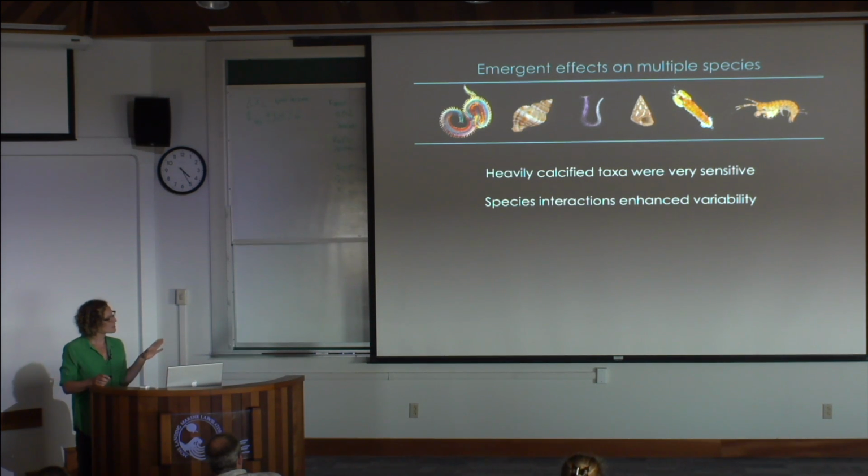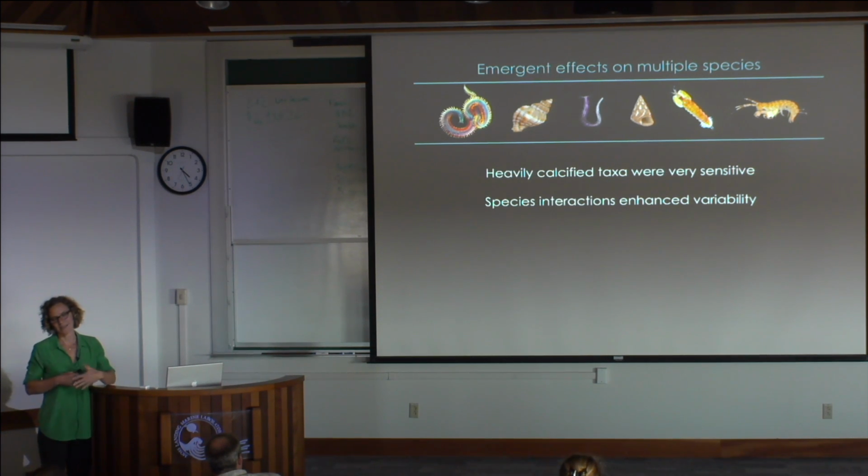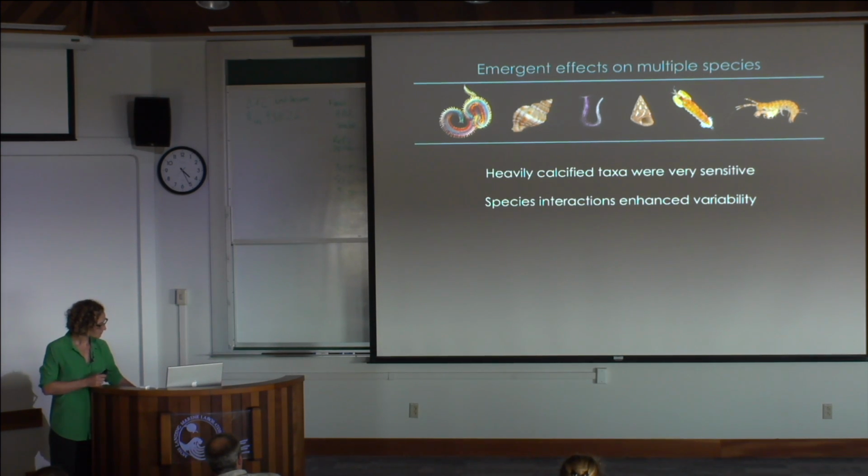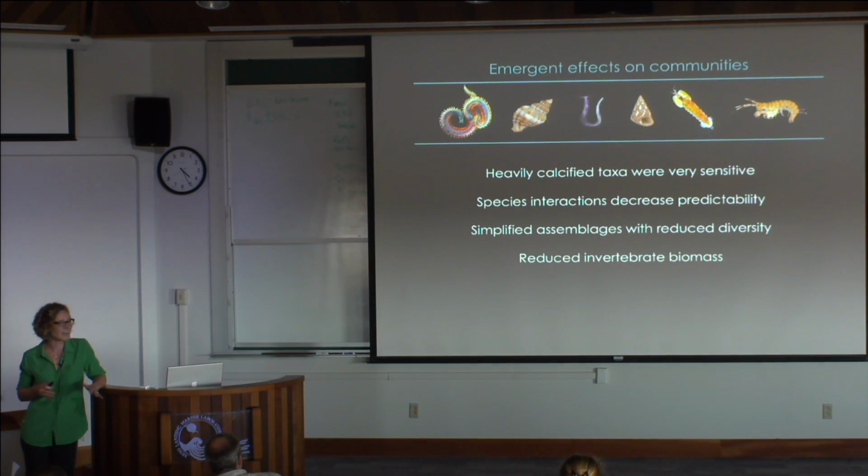So for this section of the talk, really what we found is that indeed some of these really heavily calcified species are very sensitive to acidification, as we predict. However, species interactions do appear to enhance variability, and we should expect compensatory dynamics. The end result is really simplified assemblages in acidified conditions with reduced diversity and reduced biomass, which is likely to have implications for energy transfer and higher trophic levels.